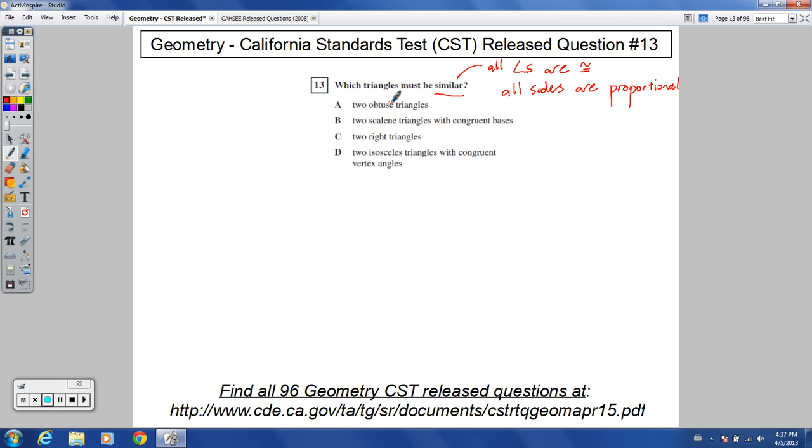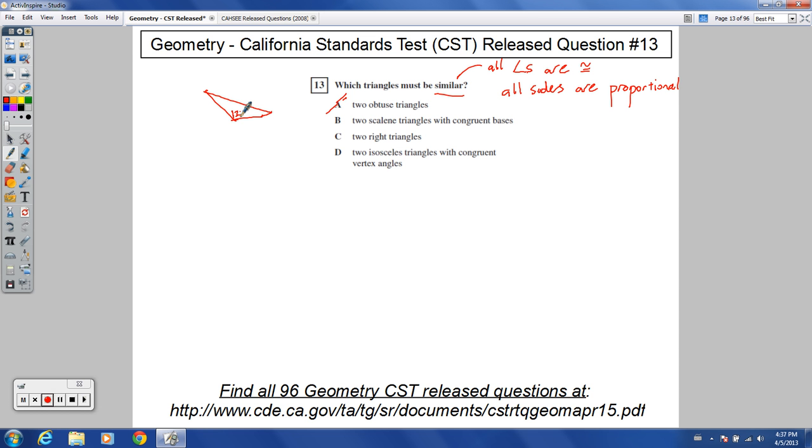Two obtuse triangles. Is it possible to have obtuse triangles where not all angles are congruent? Sure. So this wouldn't be the case. I'll draw a quick picture of that just to prove that to you. So an obtuse triangle, you could have something like this. So this is a counterexample for part A. Any obtuse triangle has one obtuse angle.